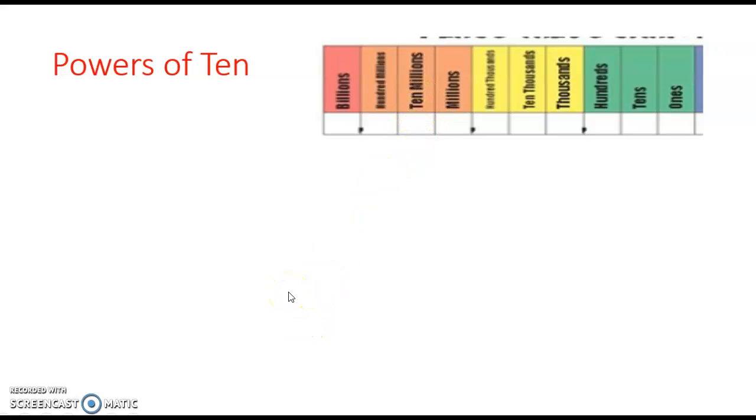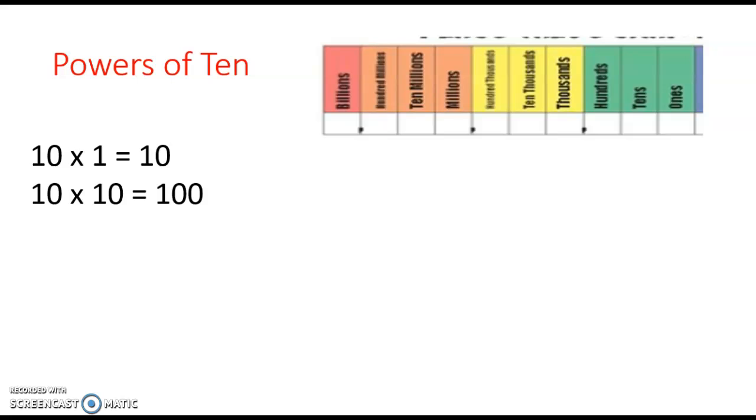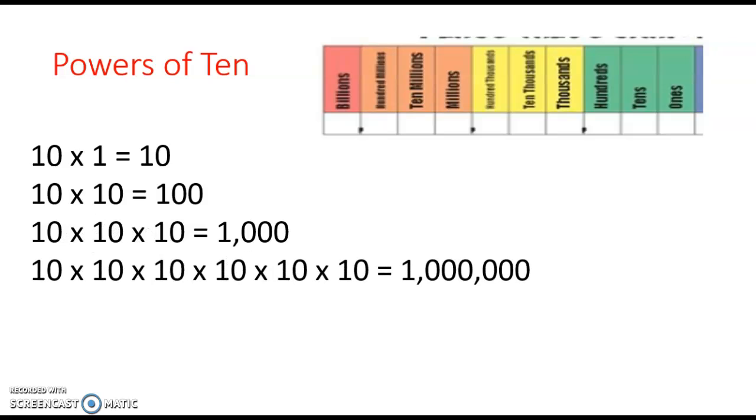However, as we start to work with really large numbers, 10 times 1 is 10. 10 times 10 is 100. And you know that 10 times 10 times 10 equals 1,000. What if I want to do this 6 times? Then I have to write 10 times 10 times 10 times 10 times 10 times 10, which equals 1,000,000.